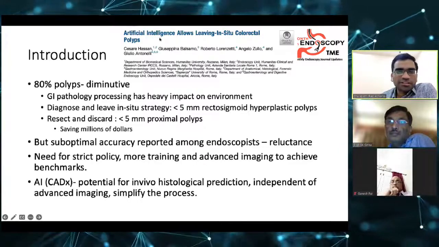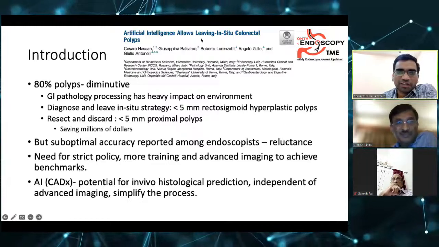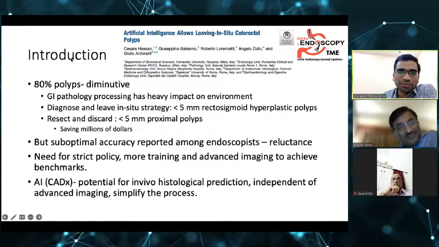So actually, as you said, this is intelligently worded. The title itself says artificial intelligence allows leaving in situ colorectal polyps.